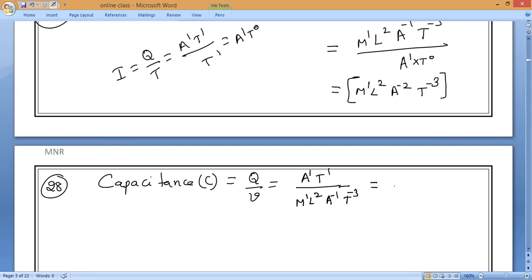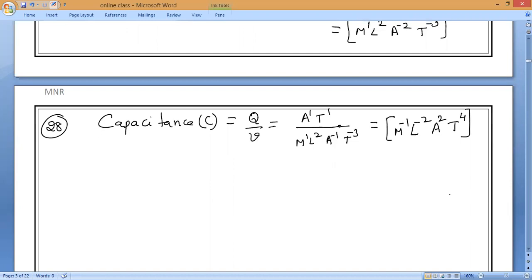So which is equal to what? M will come up, M power minus 1. L will go up, L power minus 2. A will come up, it will become positive, A power 2. T power minus 3 will come up, T power 4. Clear everybody? Understood or not? Yes, sir. Next, 29th one.